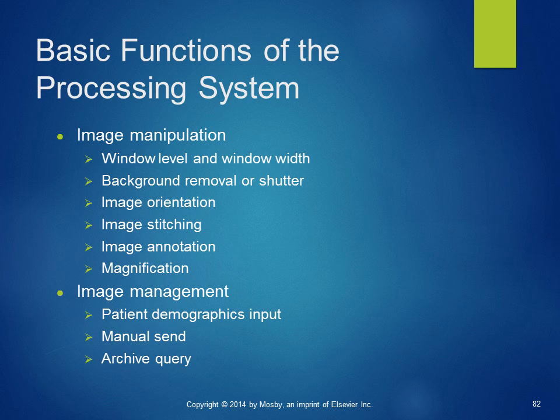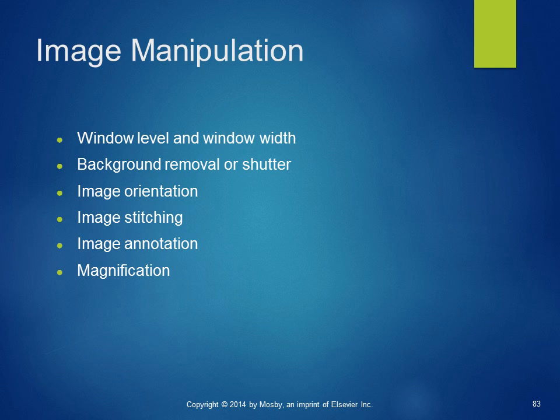Basic functions of the processing system. We'll discuss image manipulation: window level and window width, background removal or shutter, image orientation, image stitching, image annotation, and magnification. And then we'll also discuss image management, which is patient demographics input, manual send, or archive query. Image manipulation, so again, window level, window width, background removal or shutter, image orientation, stitching, annotation, and magnification.